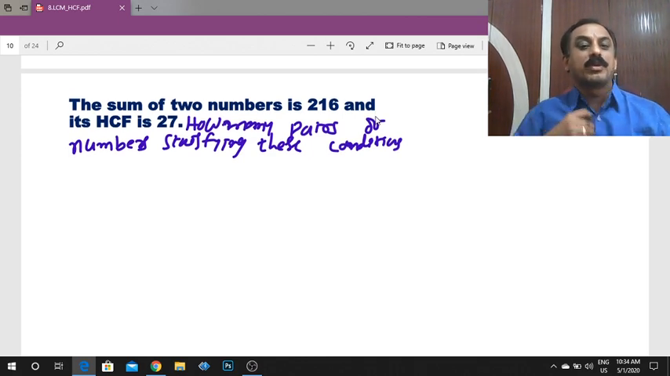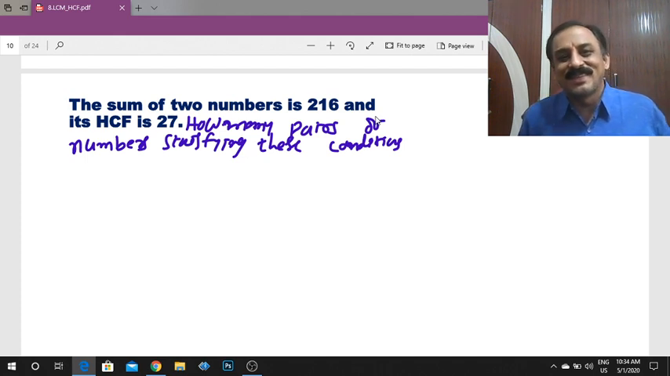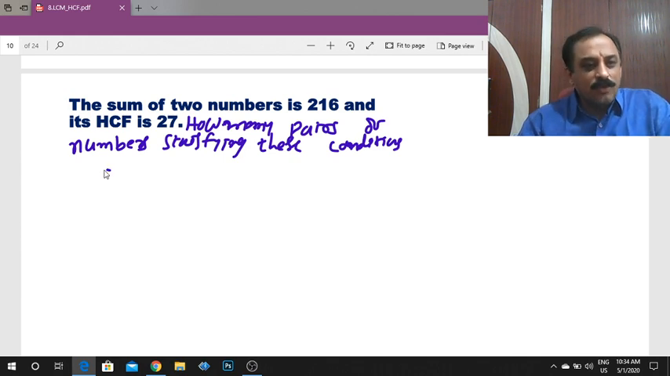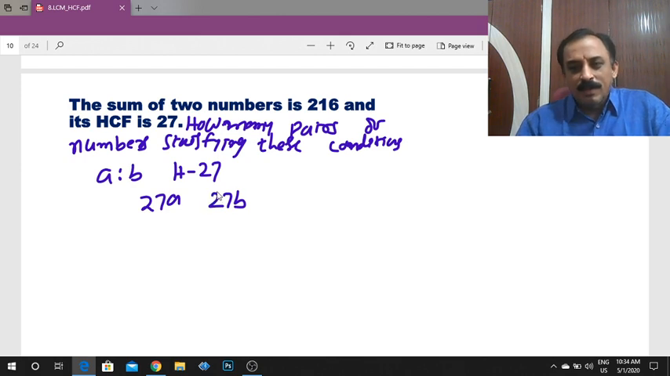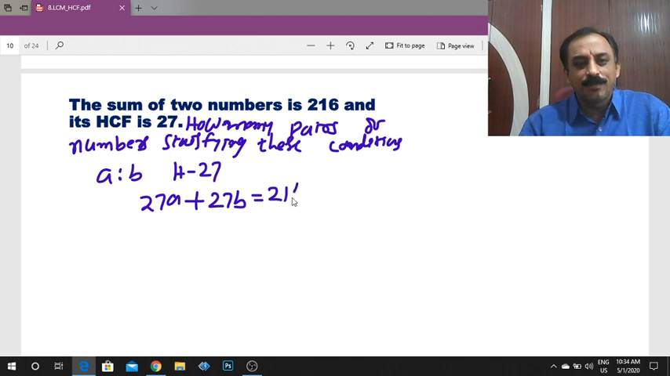The sum of two numbers is 216. Its HCF is 27. How many pairs of numbers are satisfying these two conditions? Let the ratio of the two numbers be A is to B. Its HCF is 27. Let the first number be 27A, 27 into A. The second number is 27 into B, 27B. According to the question, the sum of these two numbers is 216. Here 27 is common, take 27 of A plus B.